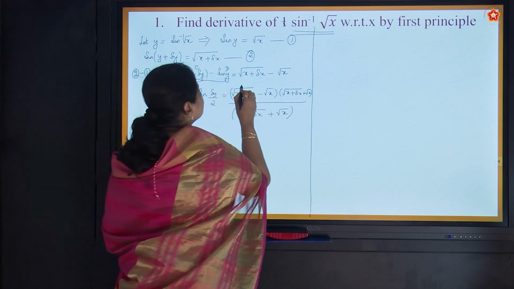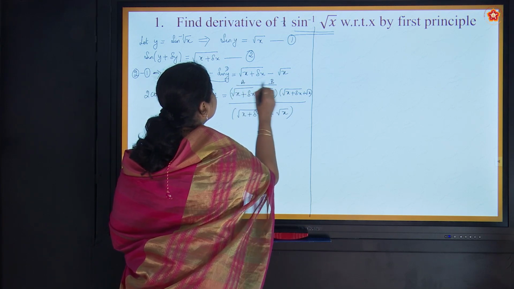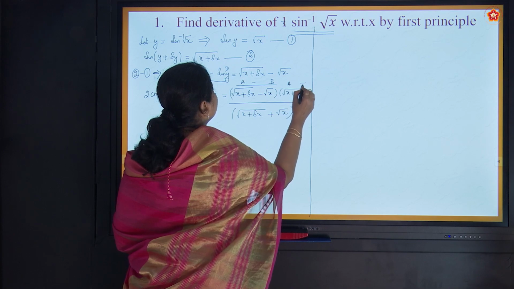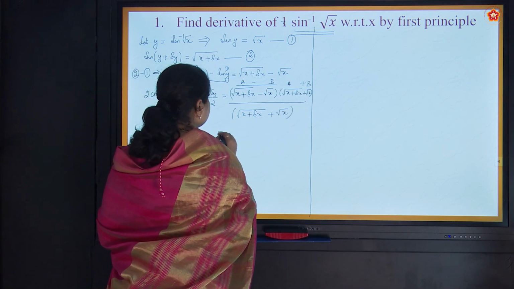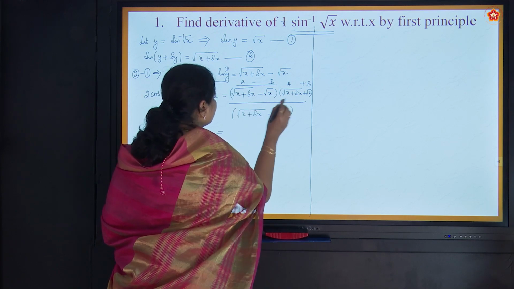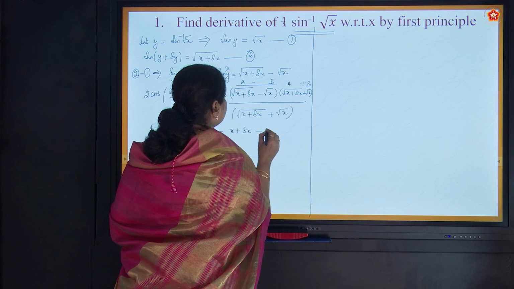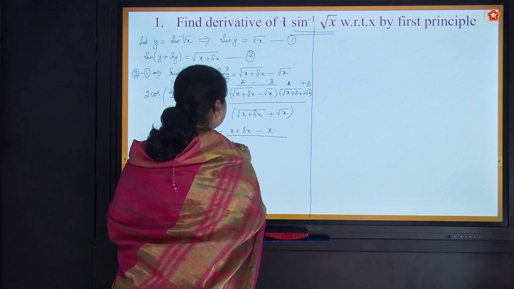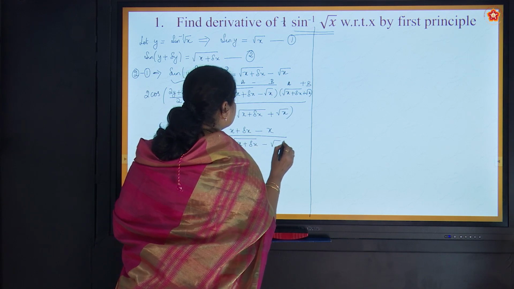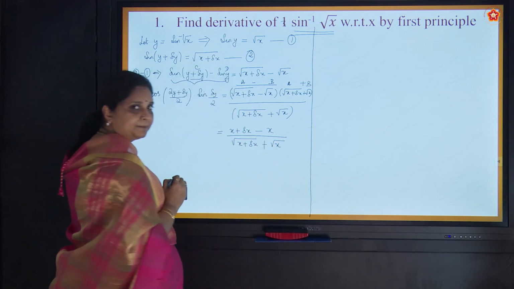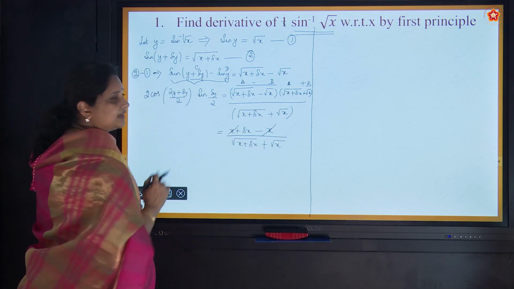Now, if you look into this, this is a, this is b. So, this is of the form a minus b and this is of the form a plus b. You know very well that it gives rise to a square minus b square. So, when I square each quantity, the root gets eliminated. I get this divided by root of x plus delta x plus root x, right? Now, x and this get cancelled. I'm left with 1 delta x.